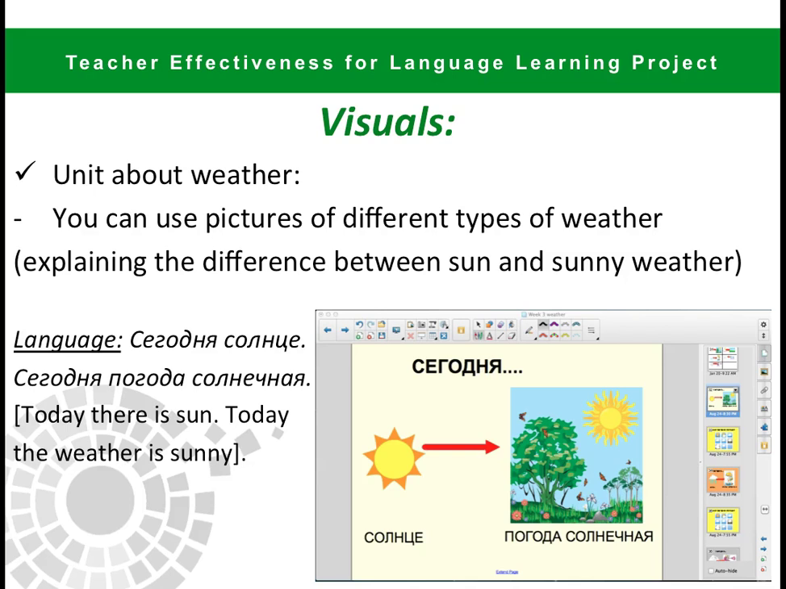For example, sun, clouds. And then I also needed my students to be able to understand the difference between the sun and the sunny weather. So I used the pictures of different types of weather to help explain the difference between those concepts and to introduce the language sentence.